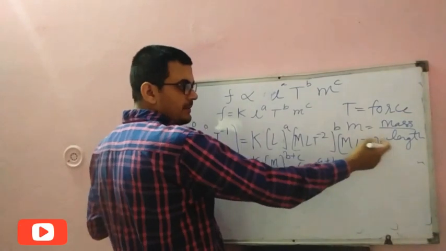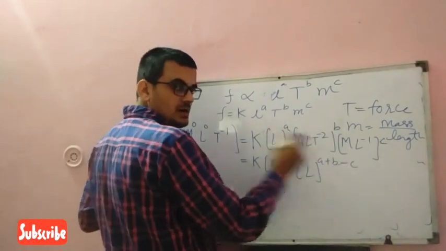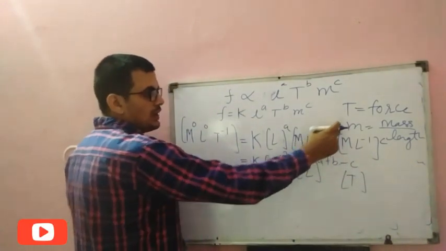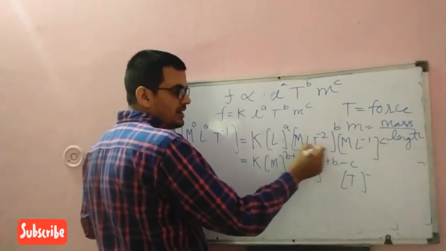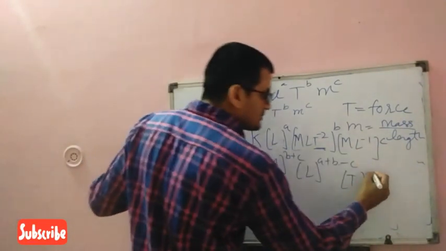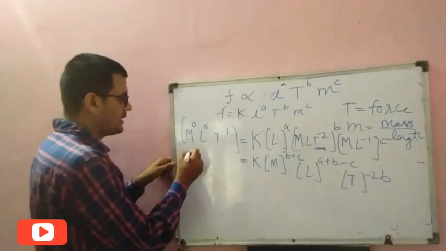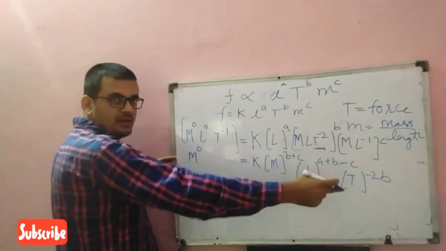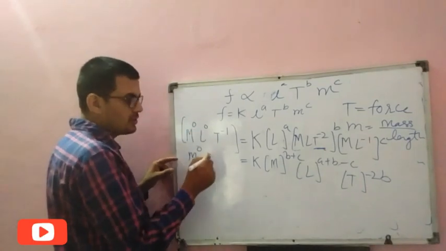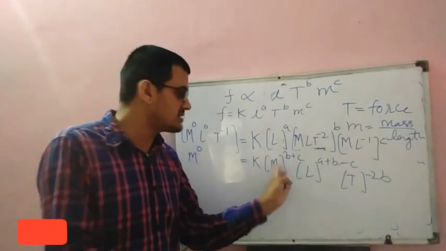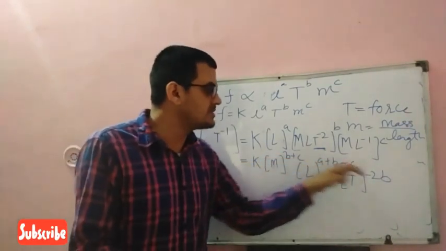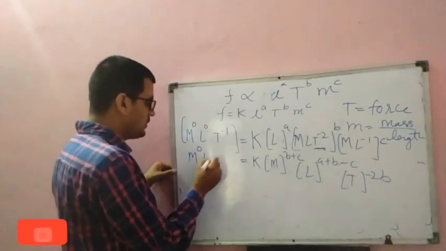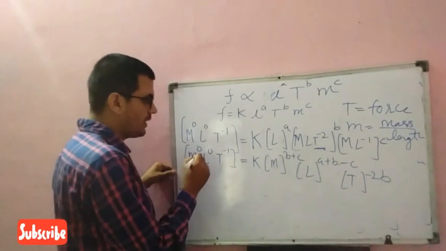Beta, what I am doing is multiplying these powers inside. Now, what will T be? Minus 2 into B. There is only one T term here, nothing else. So T power minus 2B. And here, M power 0, L power 0, because there are no terms of M and L. That's why I have written M power 0, L power 0, because now we will compare this term with this term and find out the values of the powers A, B, C. So I have written M power 0, L power 0, T power minus 1.